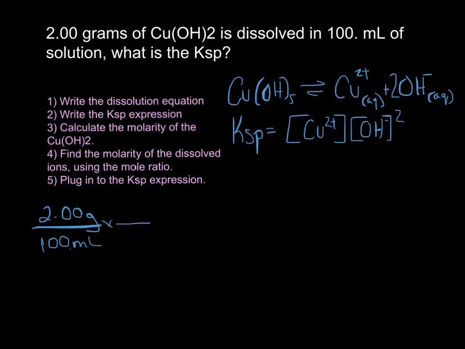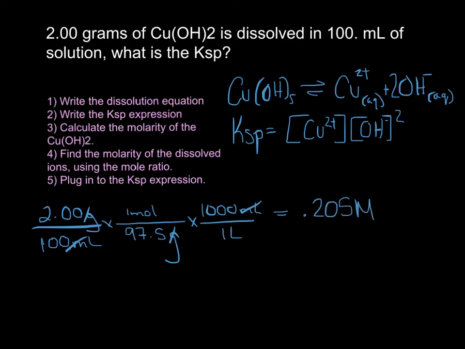We know that the molar mass of copper hydroxide is 97.5 grams for every 1 mole. So that cancels grams. And this one's easy, 1,000 milliliters is equivalent to 1 liter. So that will get rid of our milliliters. So once we're done with this calculation, we're going to have moles per liter. That's our molarity. So on the calculator, this comes out to 0.205 molarity.